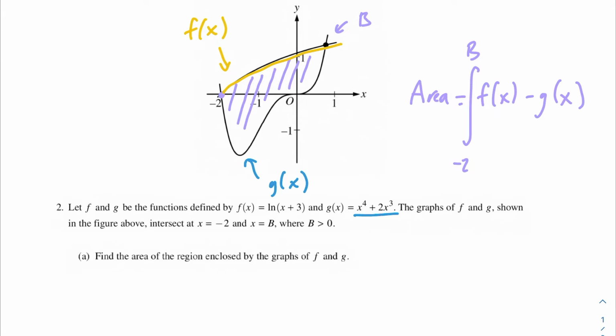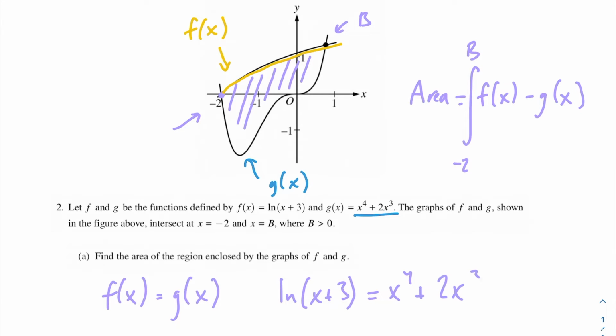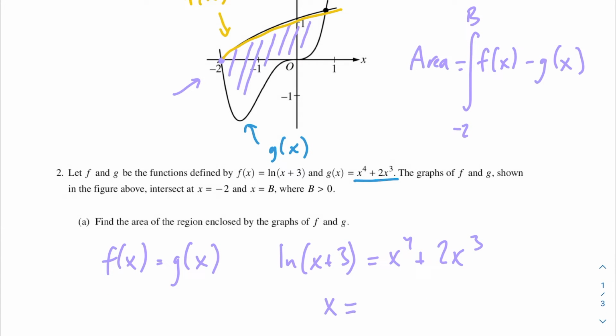We know that minus 2 is one of the bounds of the area, but now we need to find the other bound. You'll notice that the two functions intersect at that point b. So we can just set f of x equal to g of x and solve for x. That would be ln of x plus 3 is equal to x to the fourth power plus 2 times x to the third. If we plug that into our calculator, we'll see that x equals 0.781975. And so that means that this is our b. This is where they intersect.